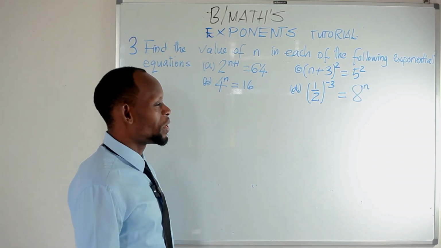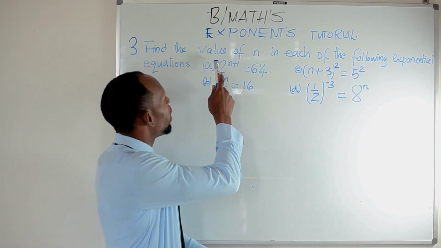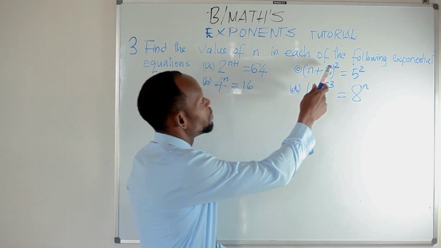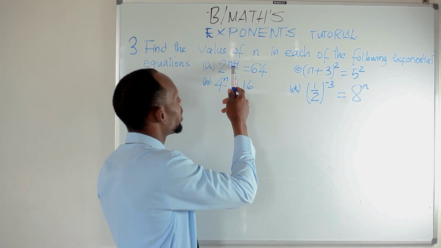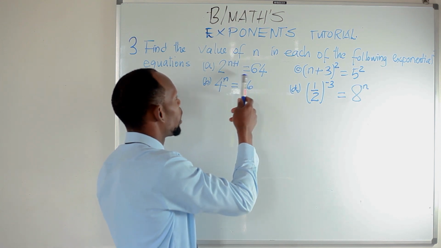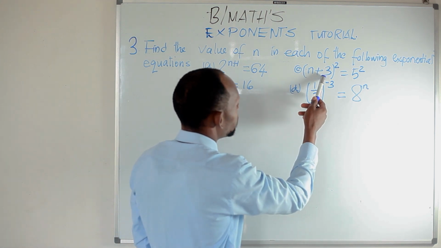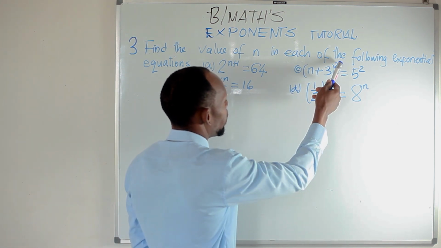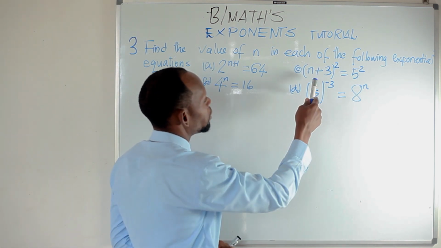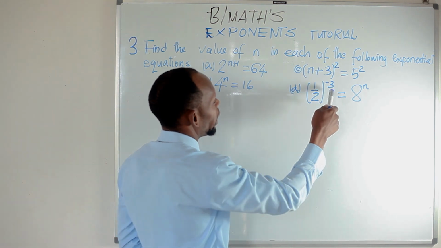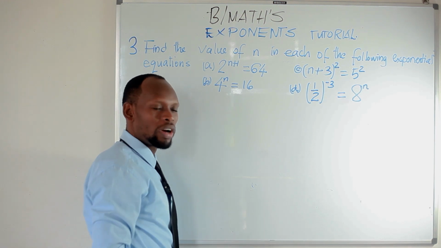Yes, so we are continuing with question number 3. Find the value of n in each of the following exponentials. We have A, 2 power n plus 1 equals 64, and B, 4 power n equals 16. C, (n plus 3) in brackets power 2 equals 5 power 2. And D, a half power negative 3 equals 8 power n. All of these, we are required to find the values of n.